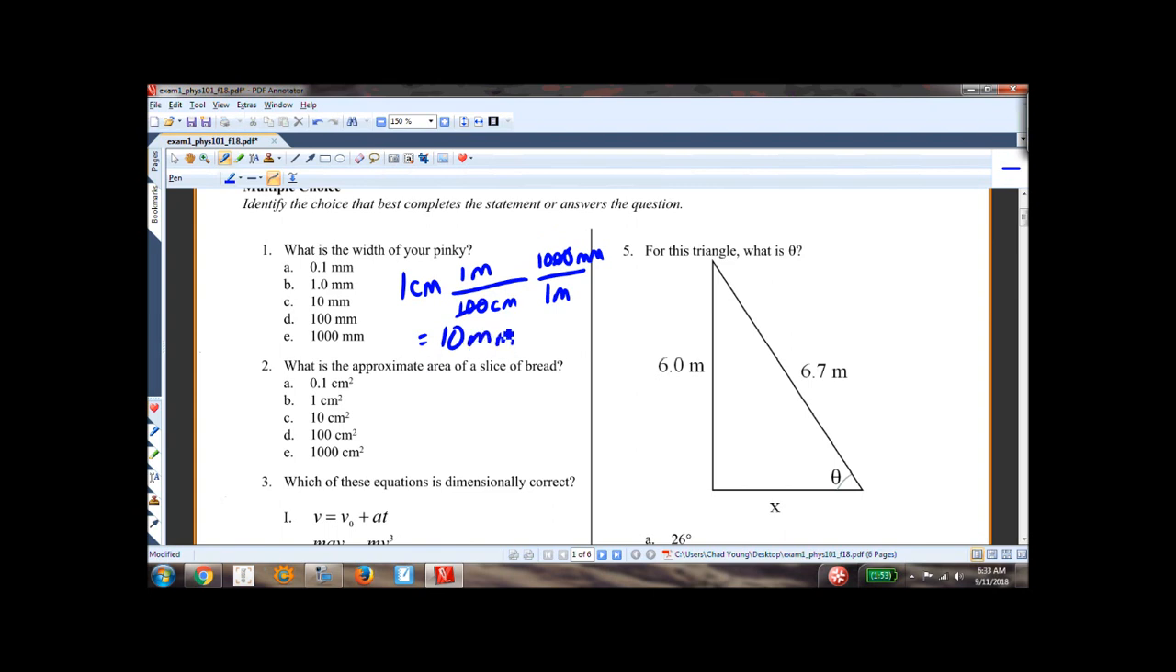A millimeter is about the width of a penny, so about 10 of those will give you across the width of your pinky. The slice of bread is about 10 by 10 centimeters, so about 10 pinky widths across, about 10 across like that. And so 10 times 10 is 100 square centimeters.